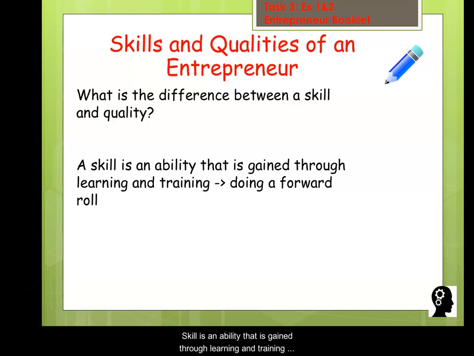A skill is an ability that is gained through learning and training. So for example, doing a forward roll, you'll work on it again and again, you'll practice it until you're able to do that forward roll. The same thing could be said about your mathematics skills, or just any class that you are constantly practicing and trying to get yourself a bit better at.